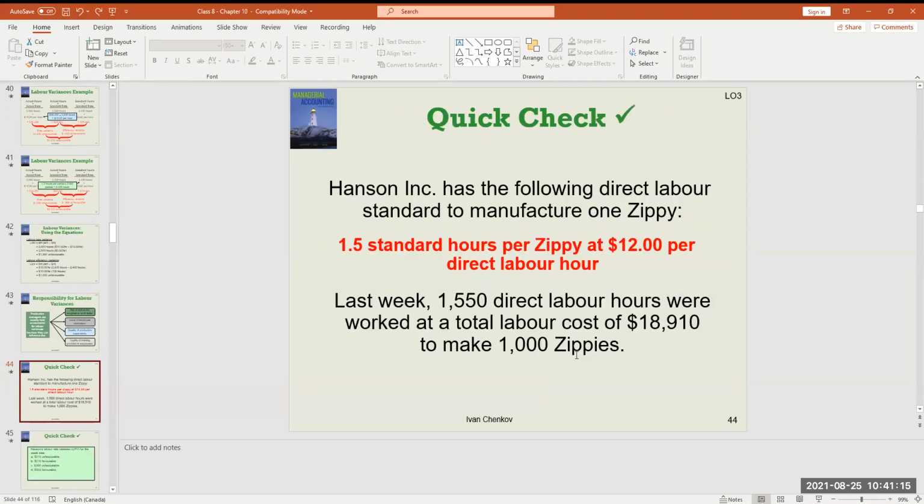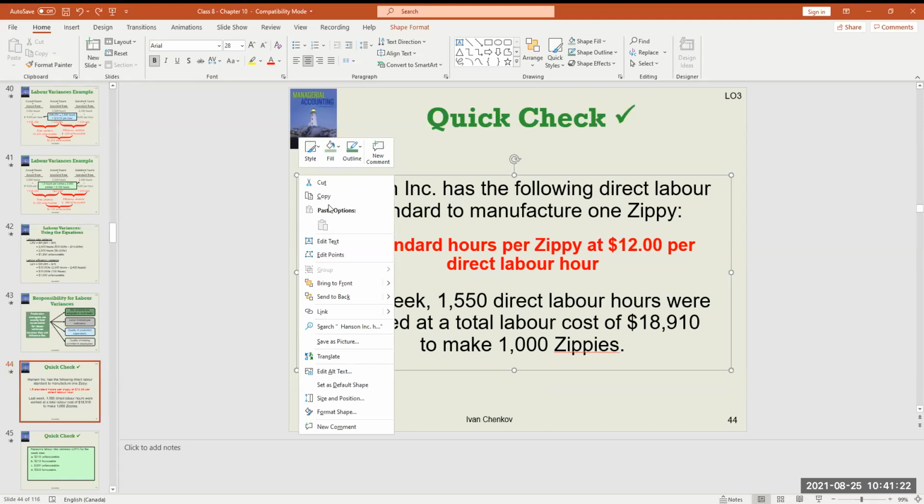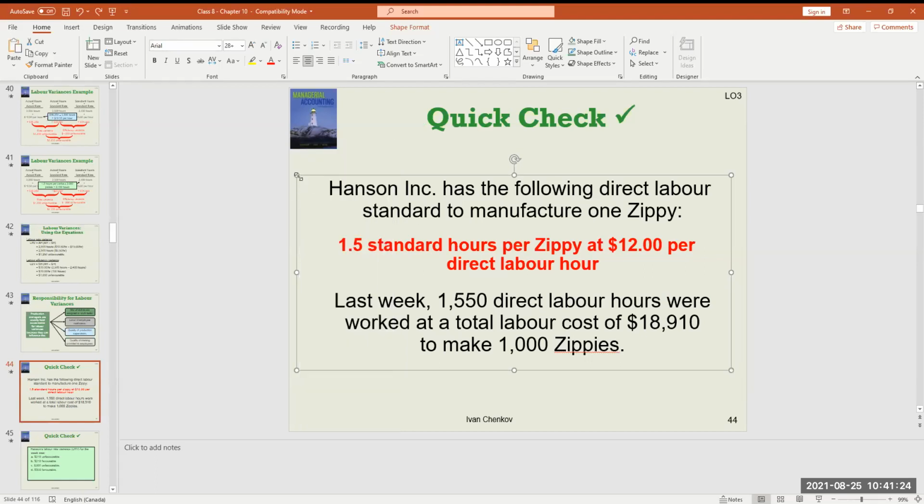Now let's do another question together so we can practice this direct labor. I'm going to copy this question and we're going to move to Excel. Just a second.